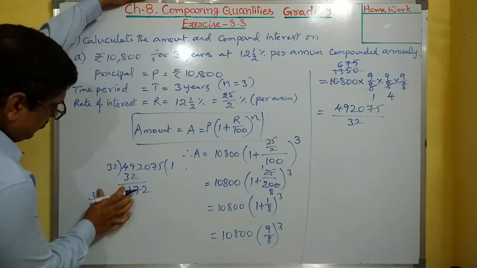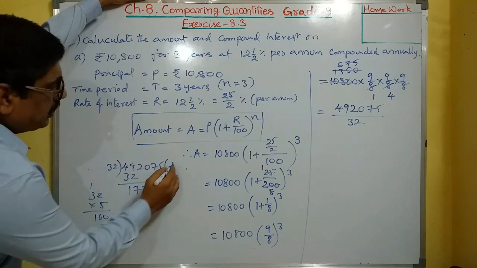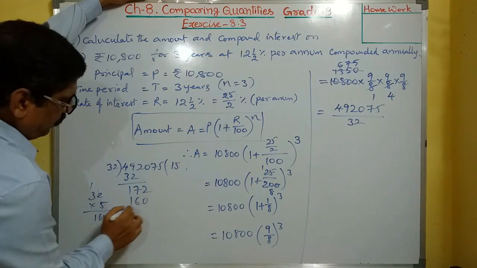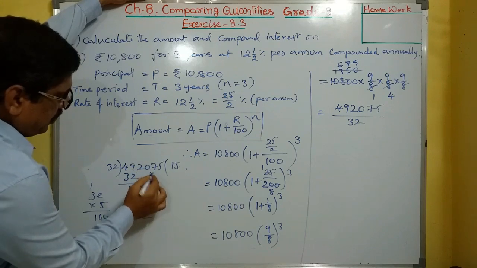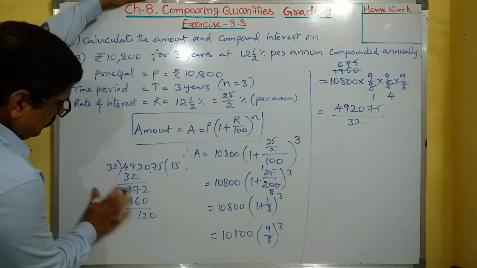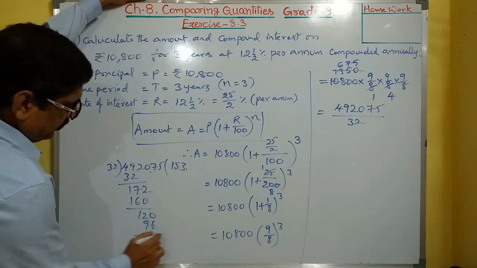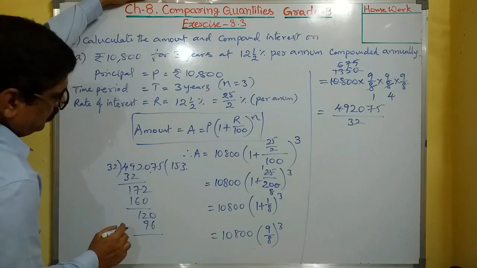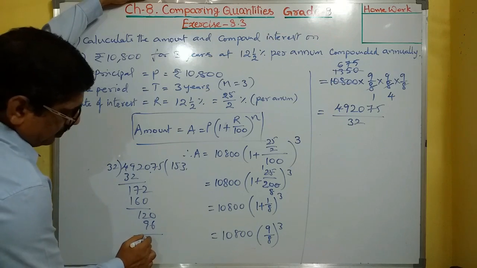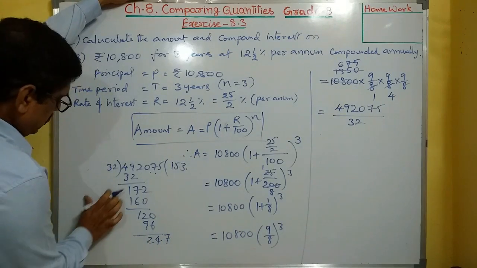Okay. 32 5s are 160. So we get 12 remainder. We can drop 0. Now 32 3s are 96. We get the remainder 24. We can drop 7.